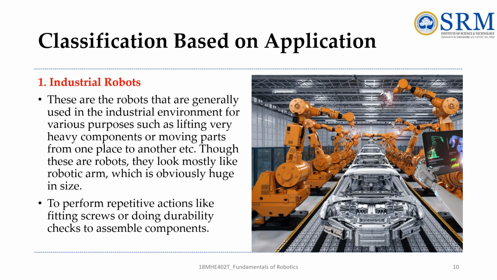Okay. So first, the classification based on application. Then we will see the classification based on kinematics. Okay. So first, this is classification based on application. In that, first is the industrial robots.